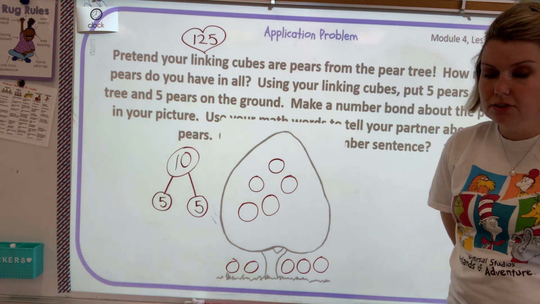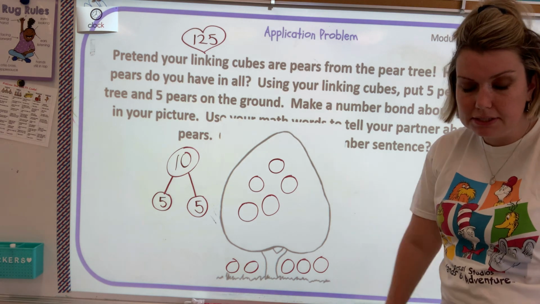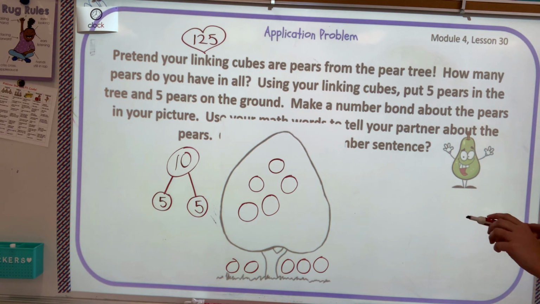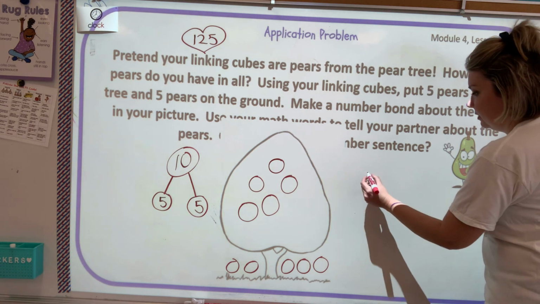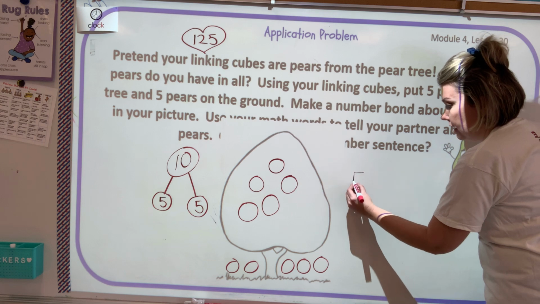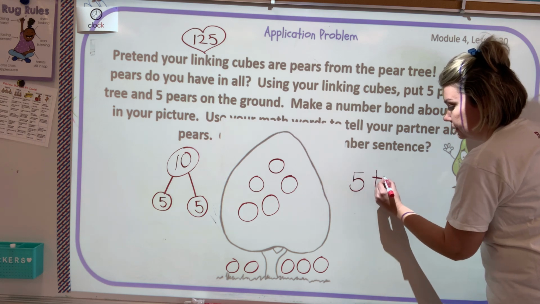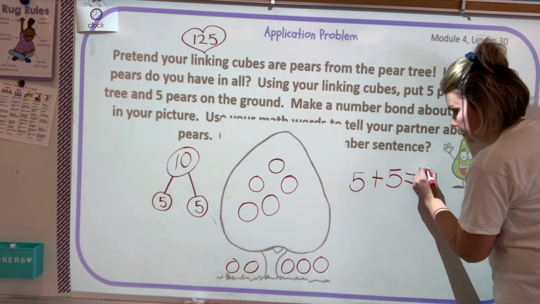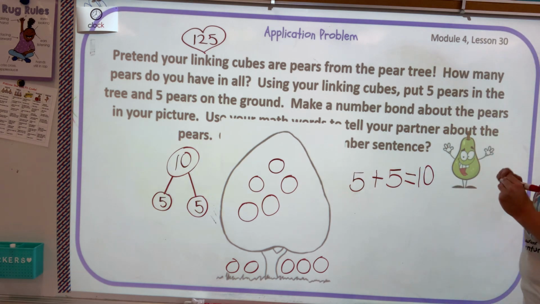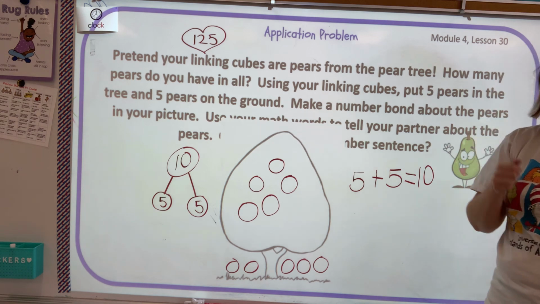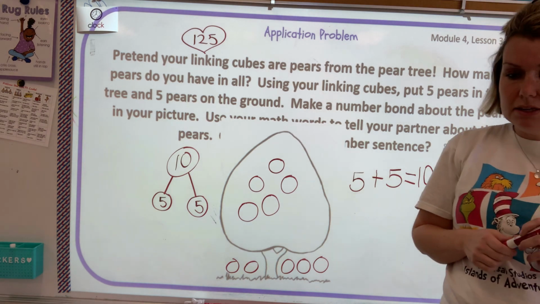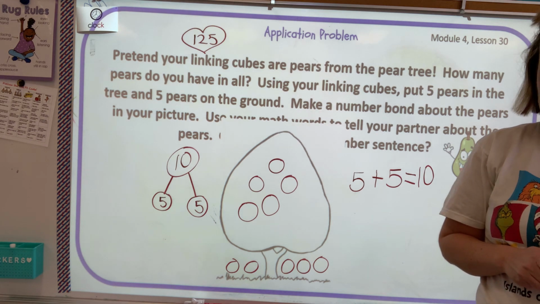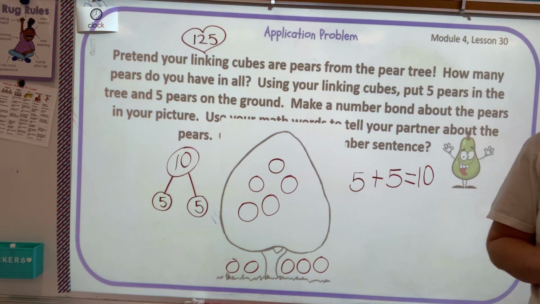Landon, can you please read your number sentence to me? 5 plus 5 equals 10. Okay, Landon said 5 plus 5 equals 10. Awesome, Landon. Can anyone tell me possibly a different number sentence that they wrote? Carolyn.